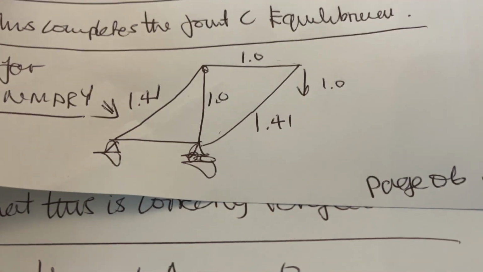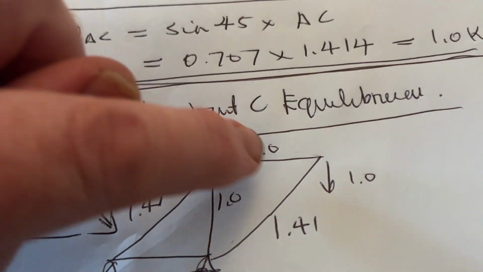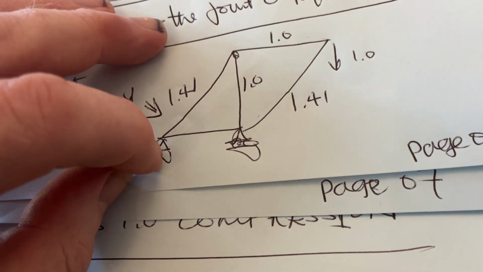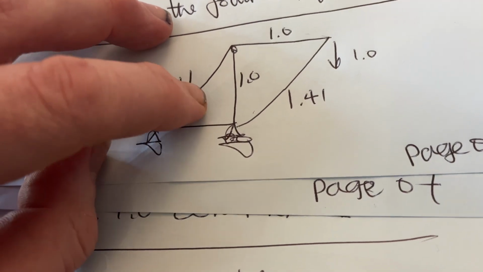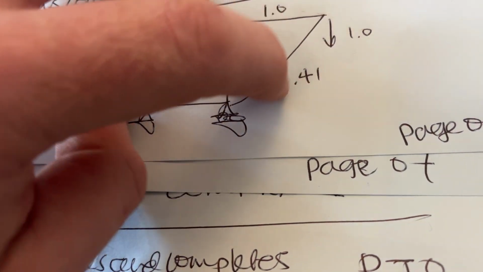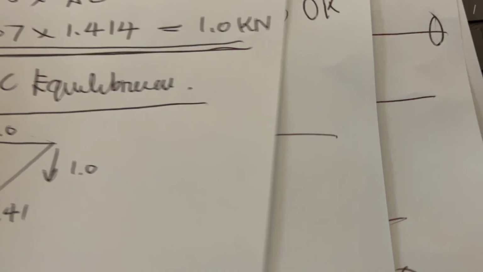So far, in summary, the little freehand sketch diagram: we've got the force is 1. CD is 1 in tension. AC is 1.41 in tension. BC is 1 in compression. And BD, 1.41 in compression.